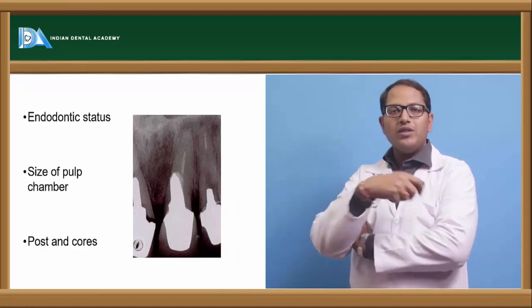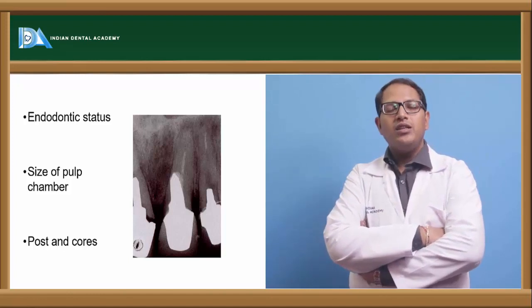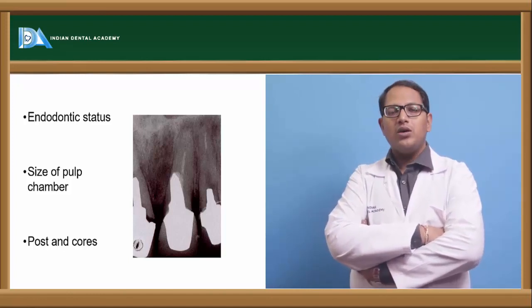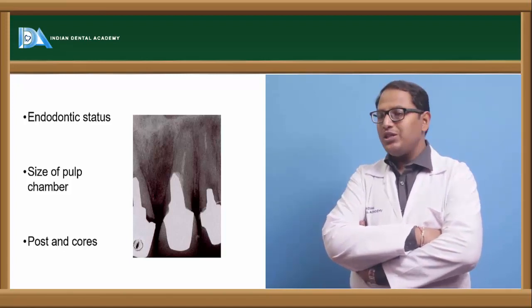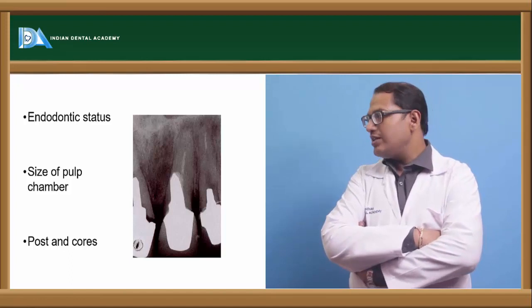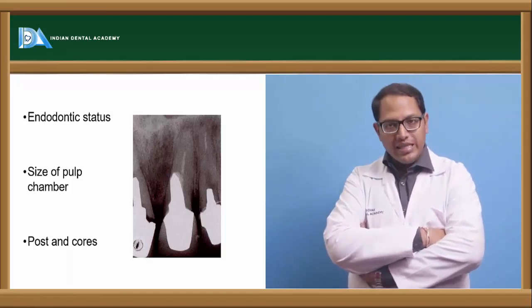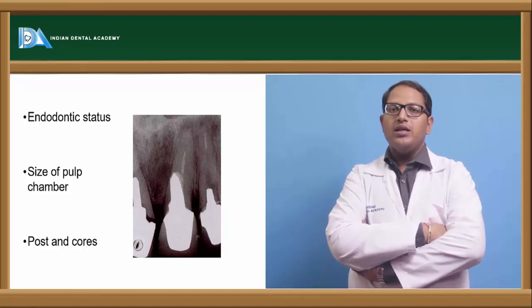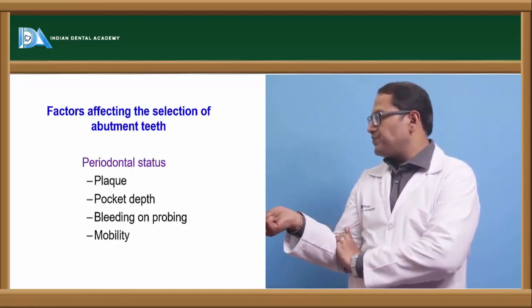The endodontic status of the particular tooth is to be checked, whether the root canal which is done is sound and no symptom is present. The size of the pulp chamber we need to assess and analyze if we are doing a vital tooth preparation. Post and core if required. If the clinical crown that is present is not adequate, then we need to know about the post and core. That is an option.